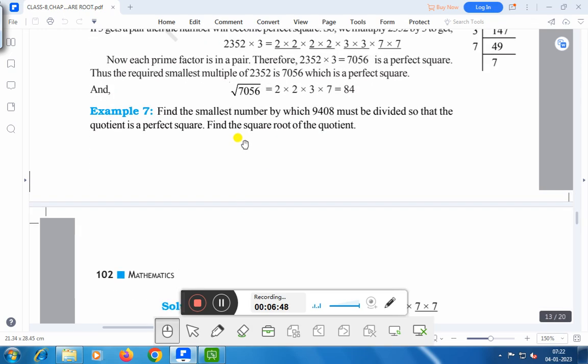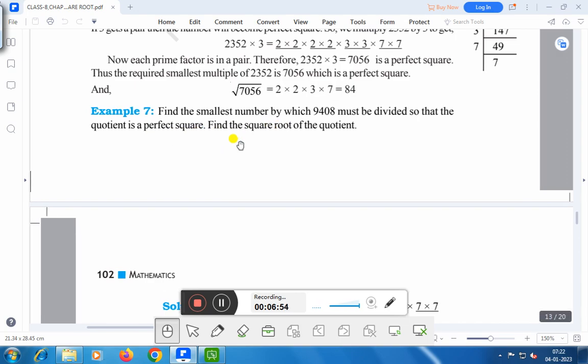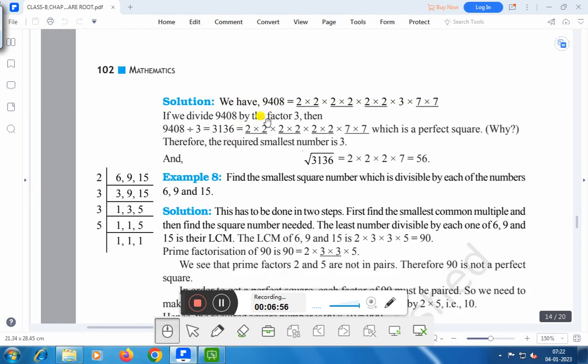Next question is, find the smallest number by which 9408 must be divided so that the quotient is a perfect square. Find the square root of the quotient. We have 9408 equal to 2 into 2 into 2 into 2 into 2 into 2 into 3 into 7 into 7. If we divide 9408 by the factor 3, then we get 3136, which is a perfect square. Therefore, the required smallest number is 3.